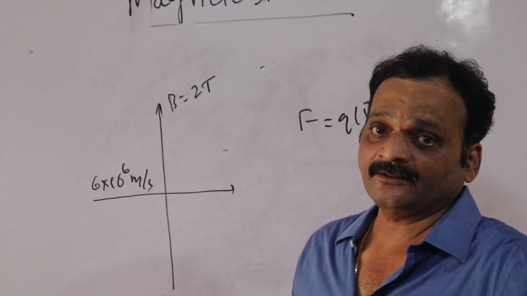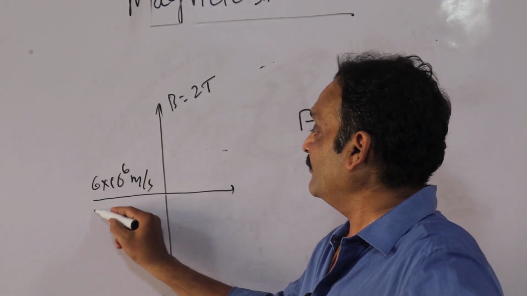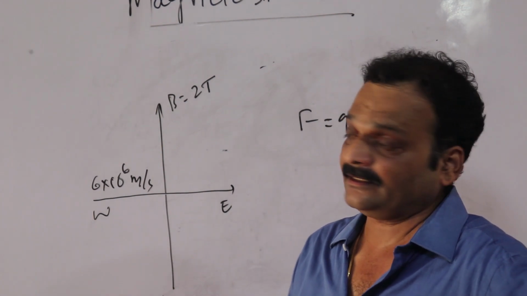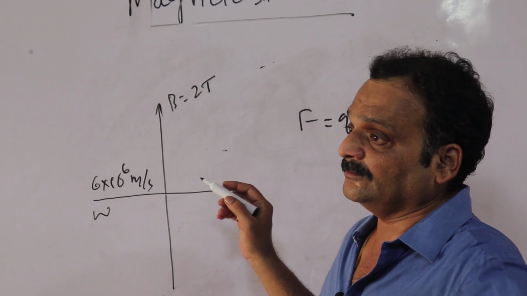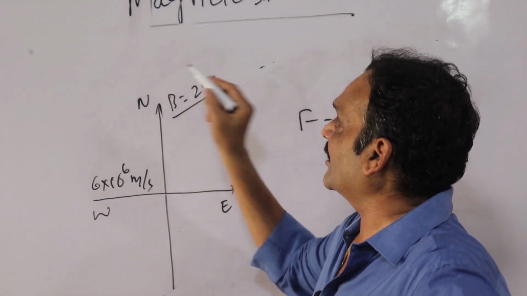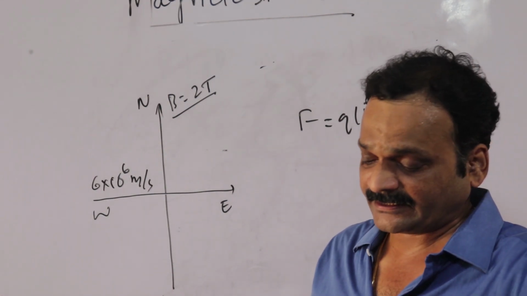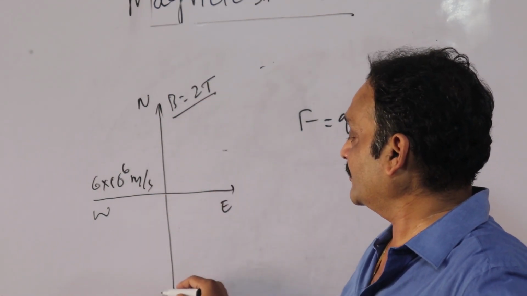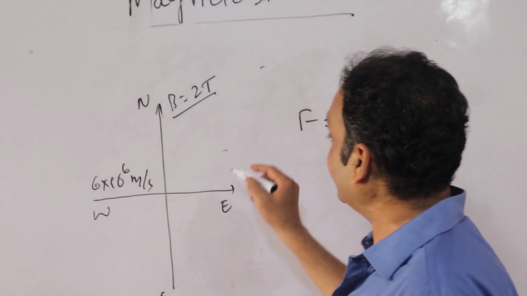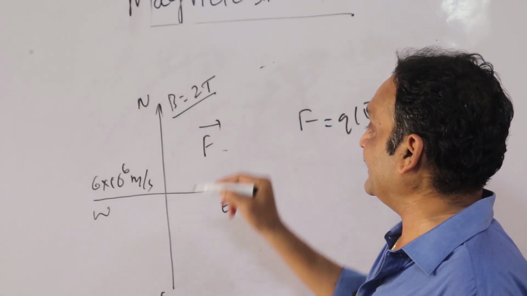Okay, 6 into 10 to the power 6 meters per second from west to east. Okay, right? In a room where there is a uniform magnetic field B equal to 2 Tesla, let us say it is along north, from south to north, instead of vertically upwards. Okay, right? What is F bar acting on it?